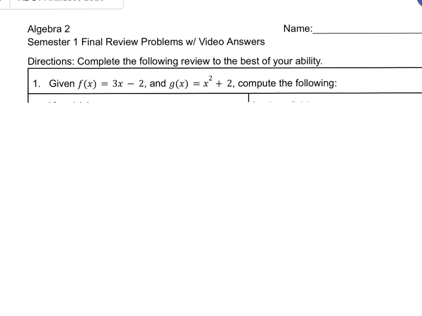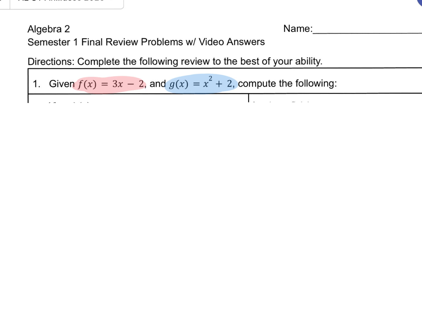So, first things first, it's going to give me f of x. It tells me it's 3x minus 2. And then it also gives me g of x equals x squared plus 2. Okay? So before we dive into those composite functions, I just want to real quick talk about something we talked about in Algebra 1, maybe even earlier in pre-algebra.